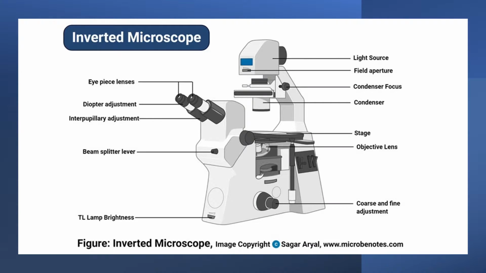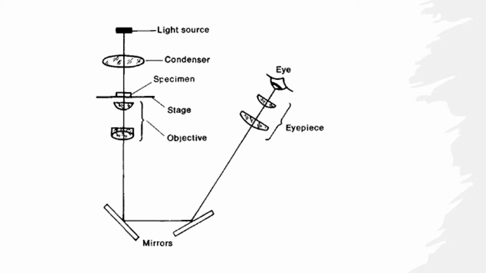So here's a diagram of an inverted microscope with the light source at the top and the condenser below that. And then there is the stage where light will be diffracted and refracted by the sample and the lenses through which one may view the sample. And here's a different diagram of an inverted microscope.